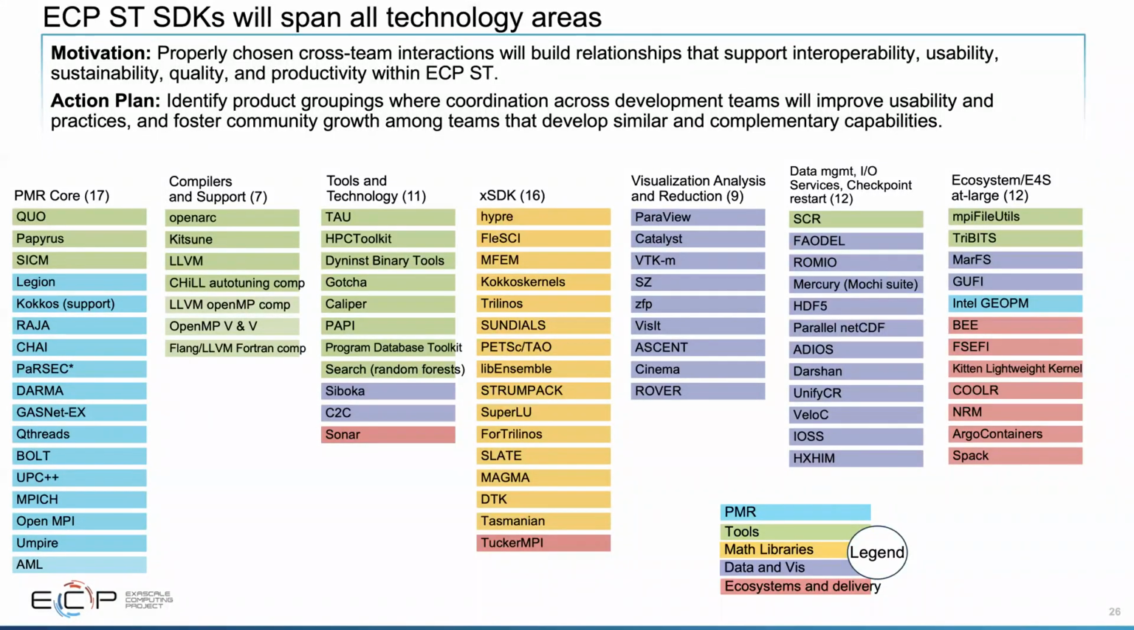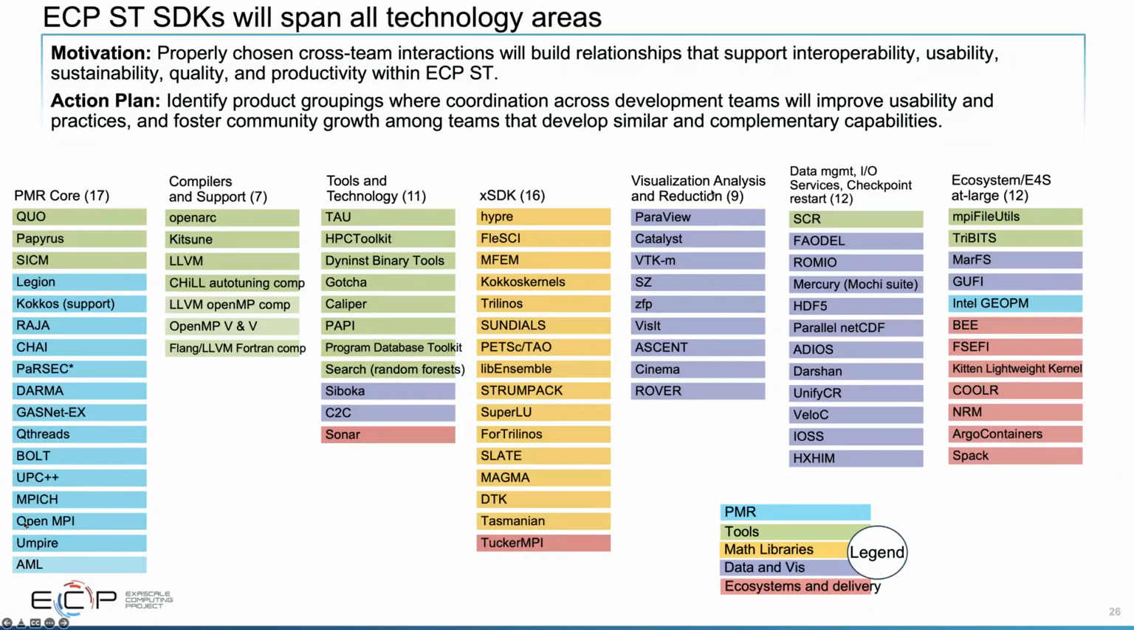spans multiple areas. These are software development kits. I lead the SDK effort in the programming models and runtime area over here, which is responsible for building the E4S distribution. But we have compilers in support, software development kits, tools and technology, which includes TAU. The TAU performance system is another tool that our team at the University of Oregon has developed along with the program database toolkit. The xSDK package, the Math SDK, which includes solvers like SuperLU, Trilinos.